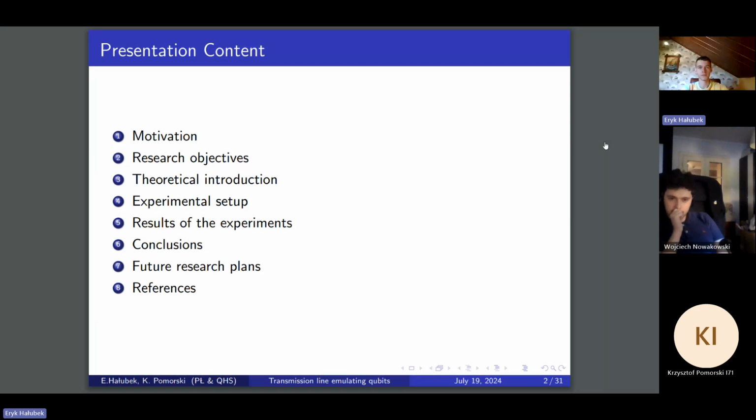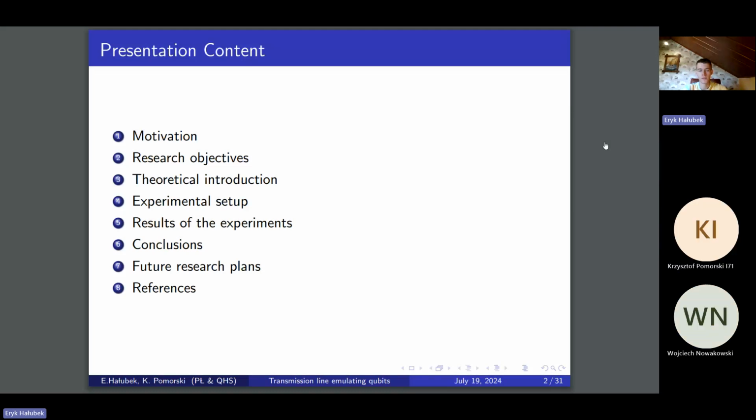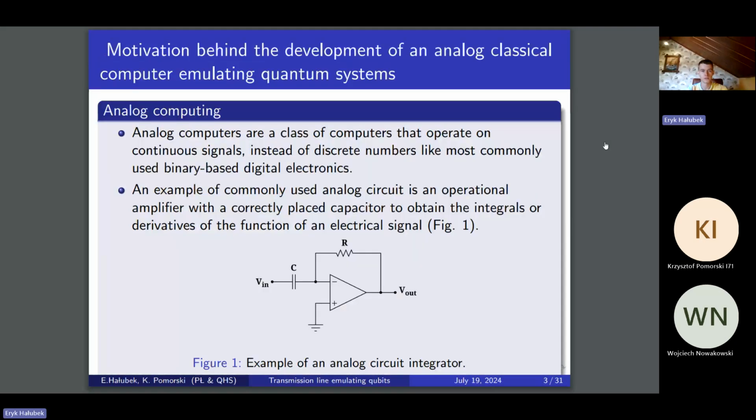Presentation content. Firstly, I will say something about the motivation behind the research. Then we'll discuss research objectives. Then I will show a quick theoretical introduction, experimental setup, then results of the experiments, conclusions, and future research plans. So what's the motivation behind it?